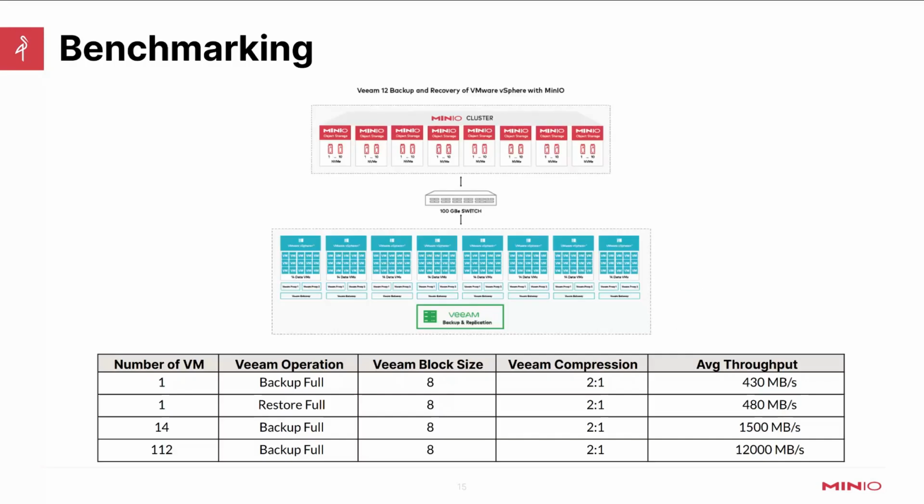So we did recently run a benchmark for Veeam version 12 with MinIO. If we look at the bottom of this slide, we're actually backing up over 100 virtual machines to 8 MinIO nodes, a cluster of 8 nodes, and the throughput we were getting was 12 gigabytes per second. So that means that when I'm doing my backups and restores for just a small cluster like that, I have an RTO and RPO that's just outstanding.